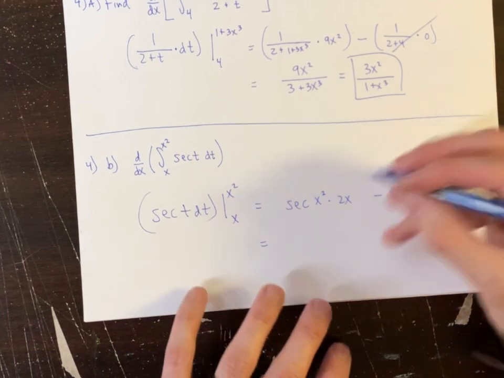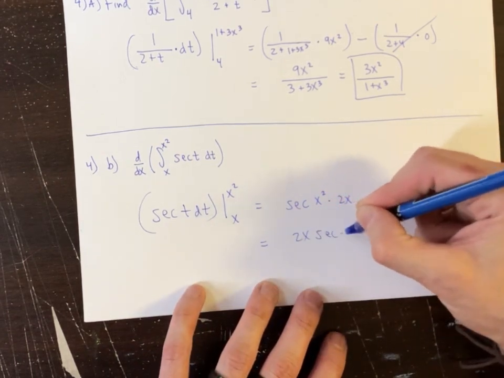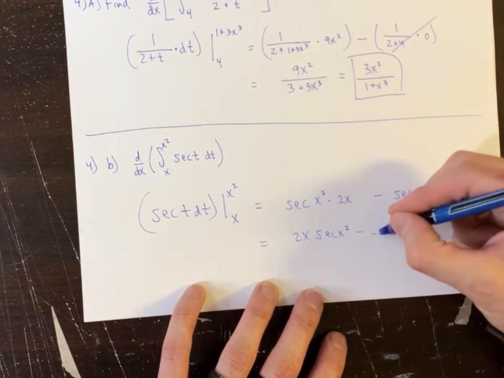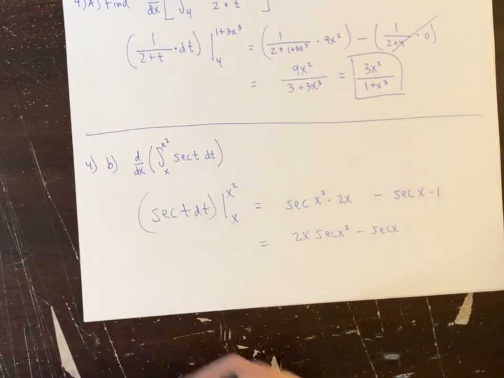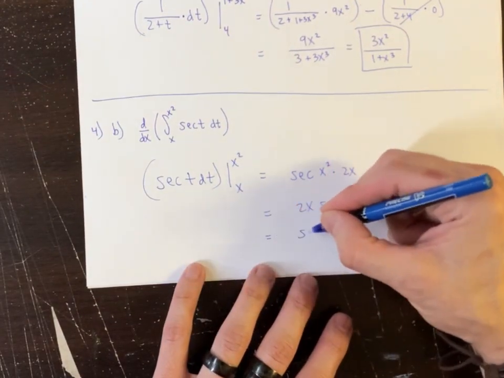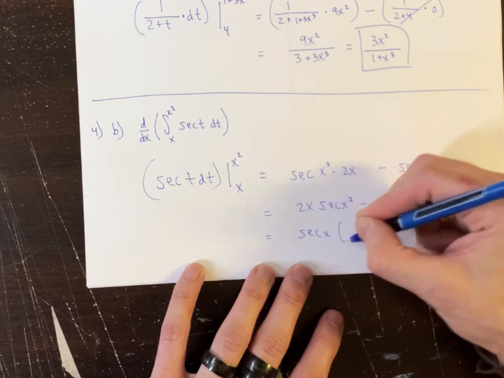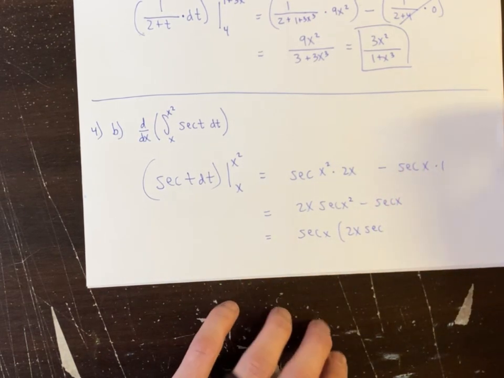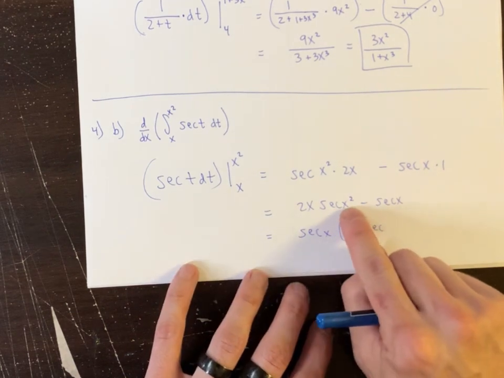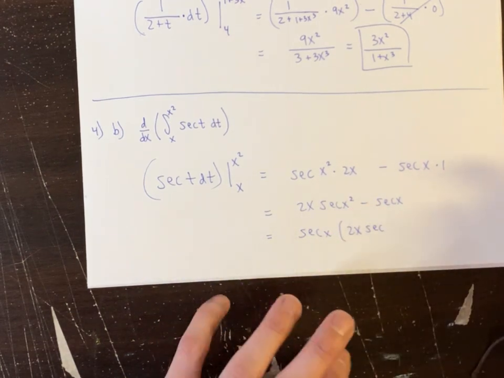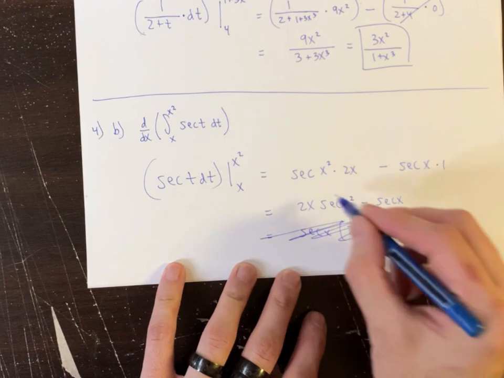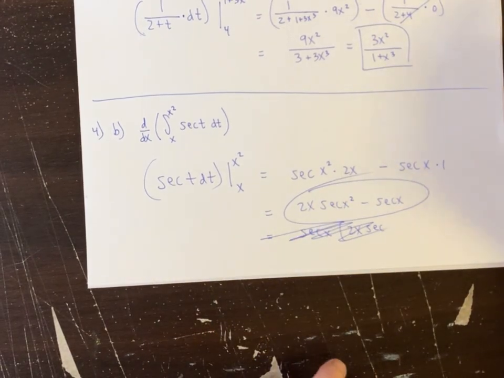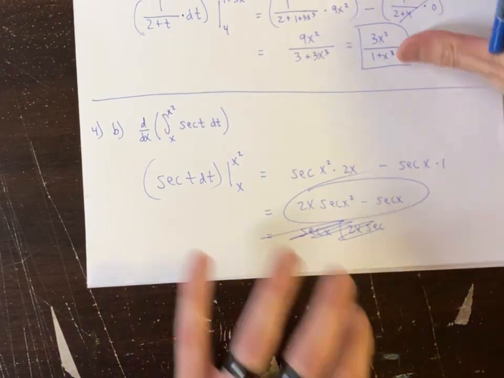And to clean this up, 2x secant x squared minus secant x. Nothing really happens. I guess if you want to, you can factorize a secant. It's not really going to change matters much at all. Actually, you cannot factor out a secant because that's secant of x squared. So really, just leave it like this. Okay. And let's keep going here.